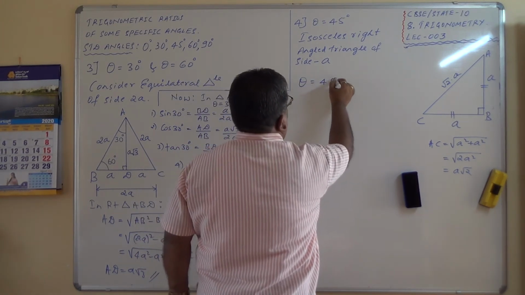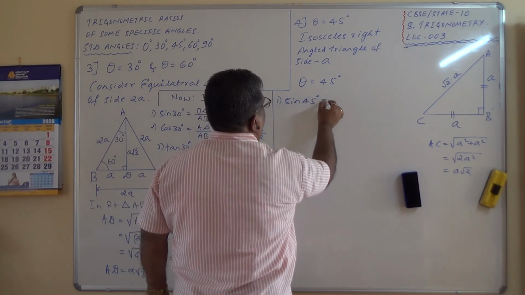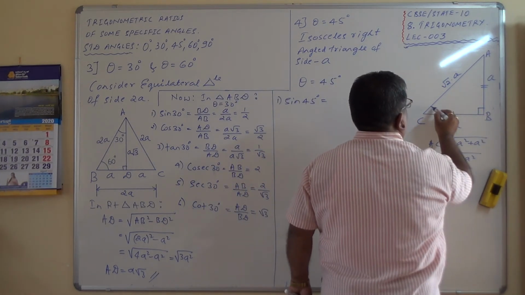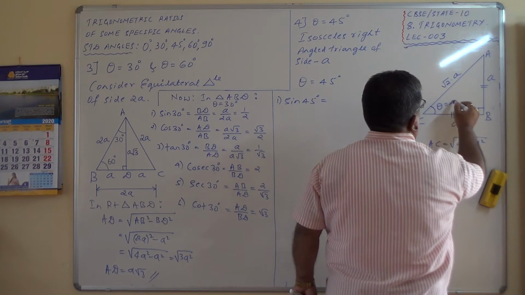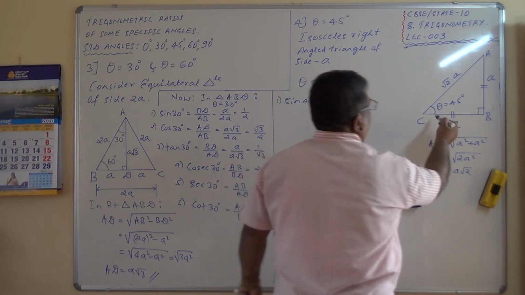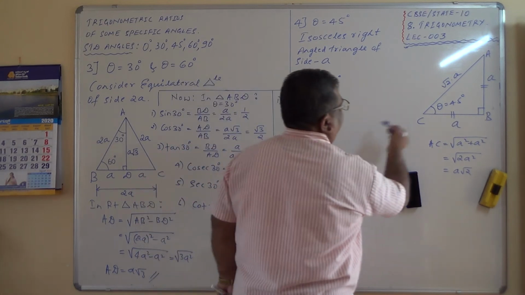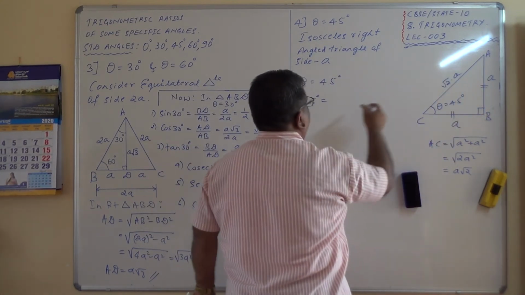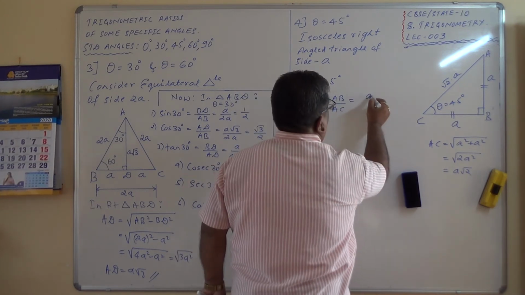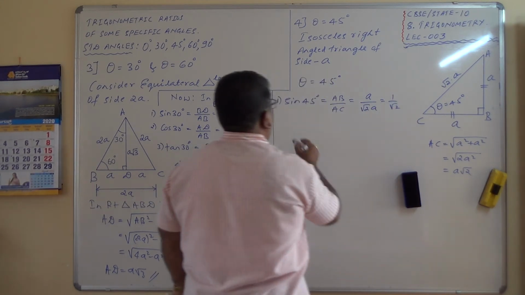Theta equals 45 degrees. First one, sine 45 degrees equals, where is 45 degrees? Either this one or this one. So let me consider this as theta equals 45 degrees, because these two are equal sides, isosceles triangle. Sin 45 equals AB by AC, A by root 2A, which is 1 by root 2.